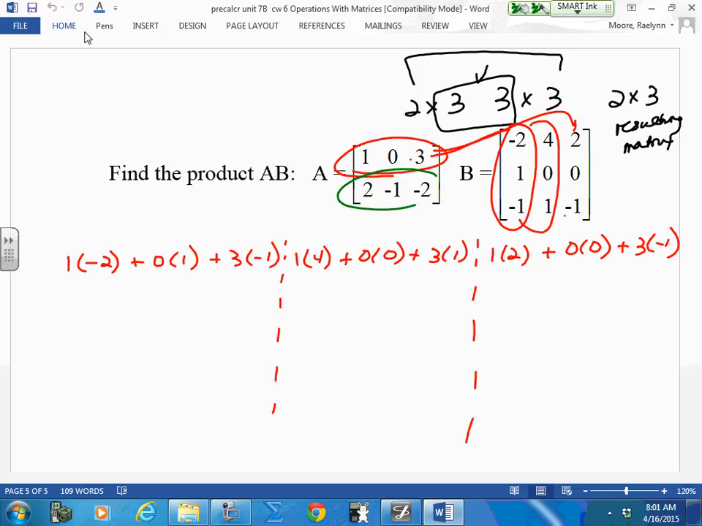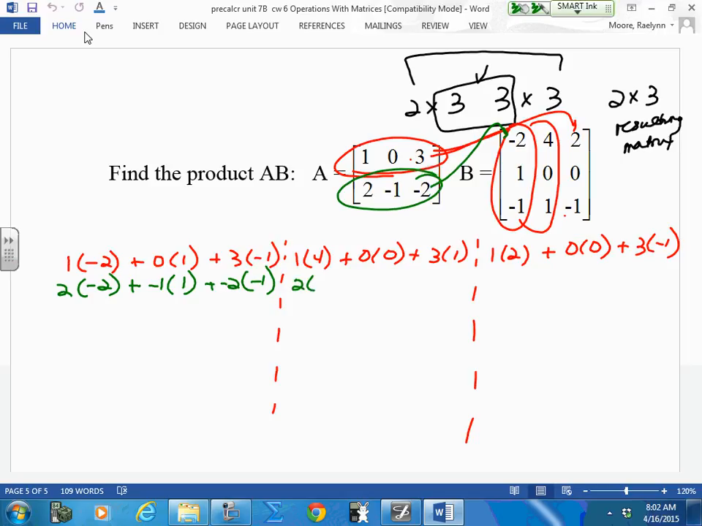Now we're going to do this guy. First row. 2 times, well, we know what we're going to multiply by, negative 2. Plus negative 1 times, we know what we're going to multiply, 1. Plus negative 2, well, we know what we're going to multiply, negative 1. I don't even have to look back at my chart again. I follow my pattern.